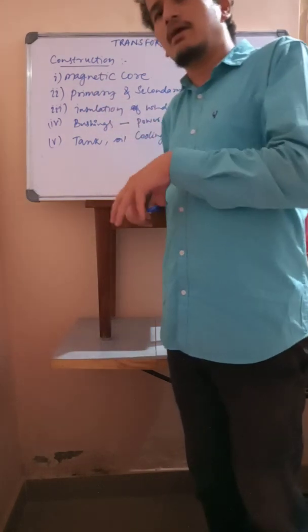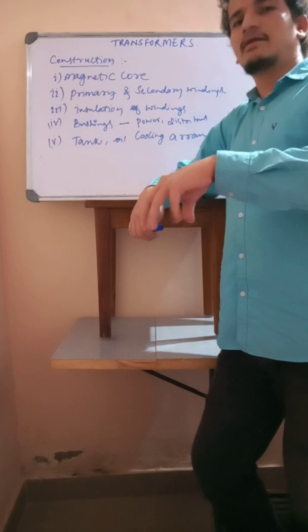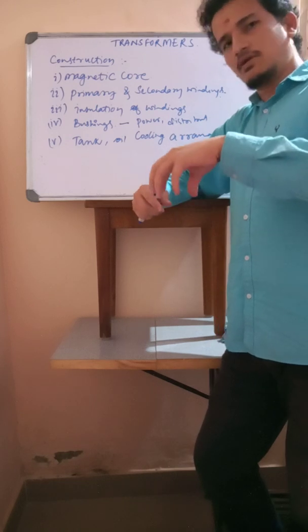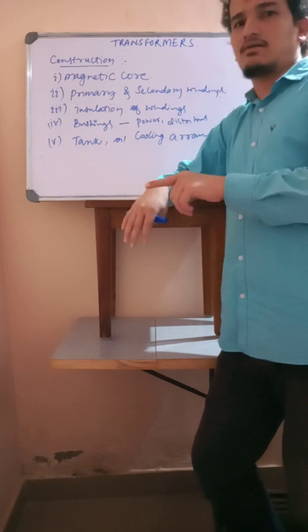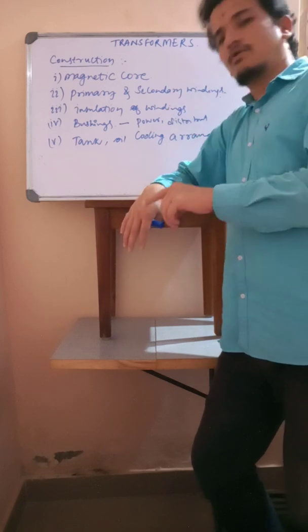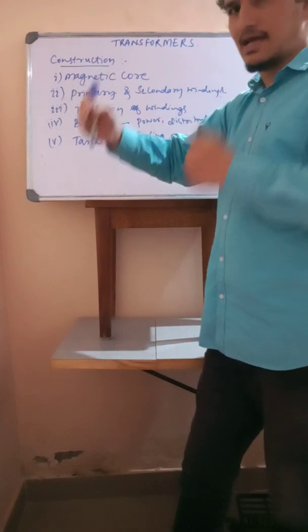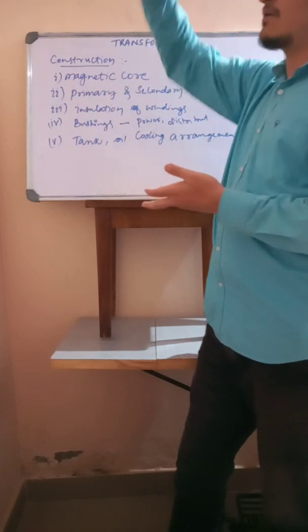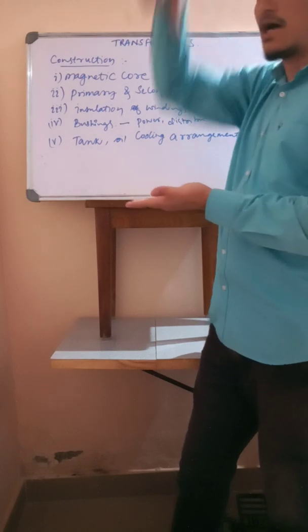What does it make? That bushing is an insulating material, which insulates between the tank of the transformer. What is a tank? A tank is a metal sheeted tank in which the transformer, the primary winding, secondary winding and the core, everything will be housed.